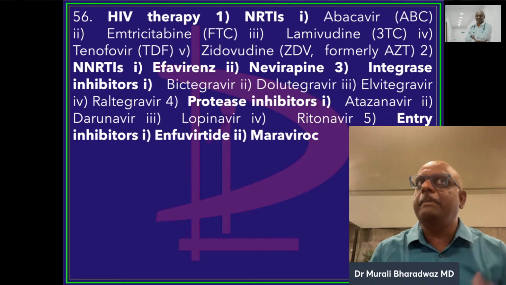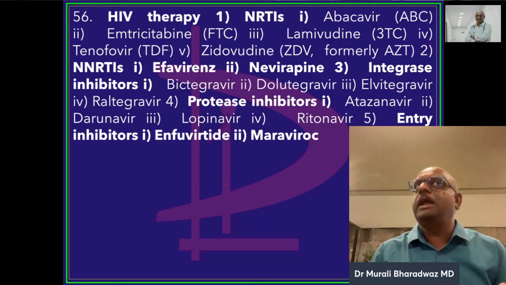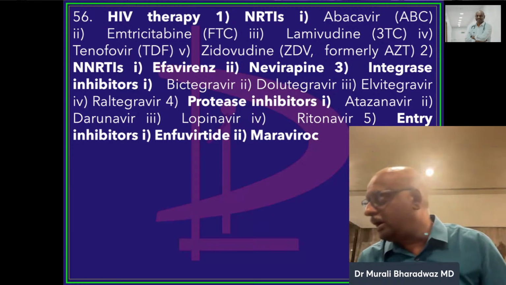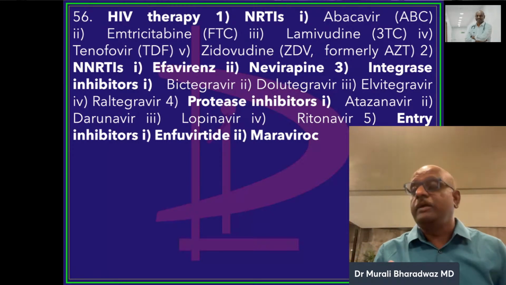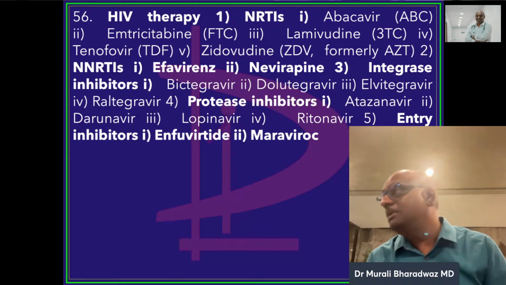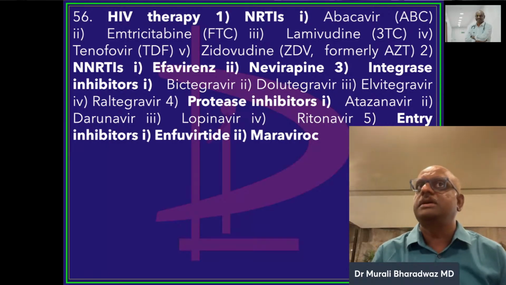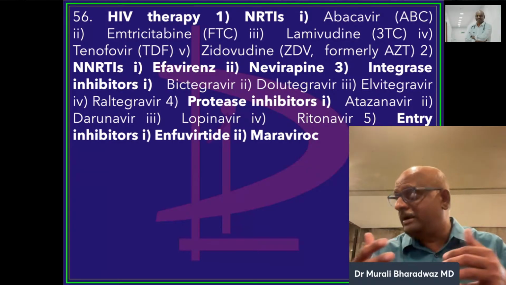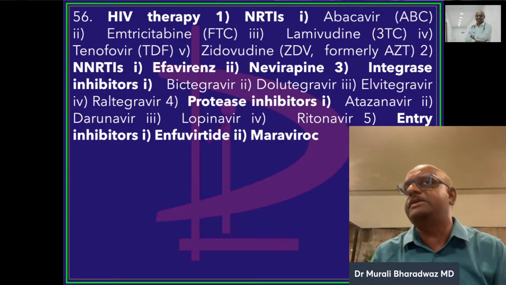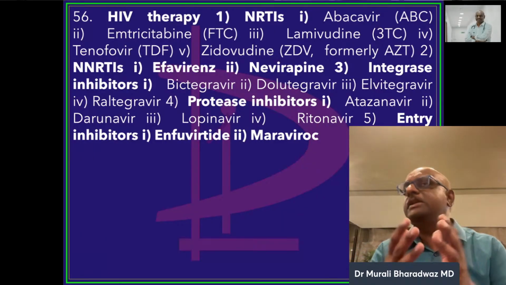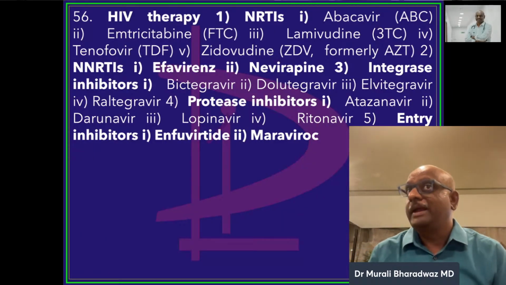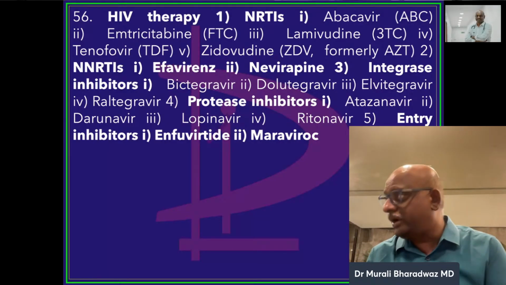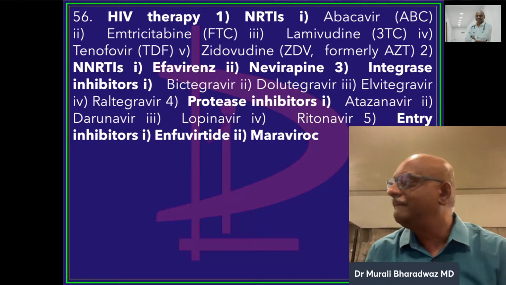NRTIs, what are they? Abacavir, emtricitabine, lamivudine, tenofovir, zidovudine. They're all NRTIs. What are NNRTIs? Efavirenz, nevirapine. Then integrase inhibitors: dolutegravir, elvitegravir, raltegravir, they're all what? Integrase inhibitors. Then protease inhibitors: atazanavir, darunavir, lopinavir, ritonavir, most of the virs.